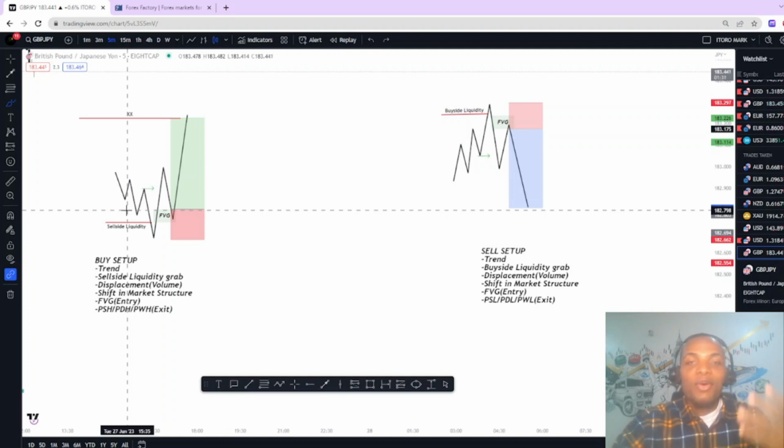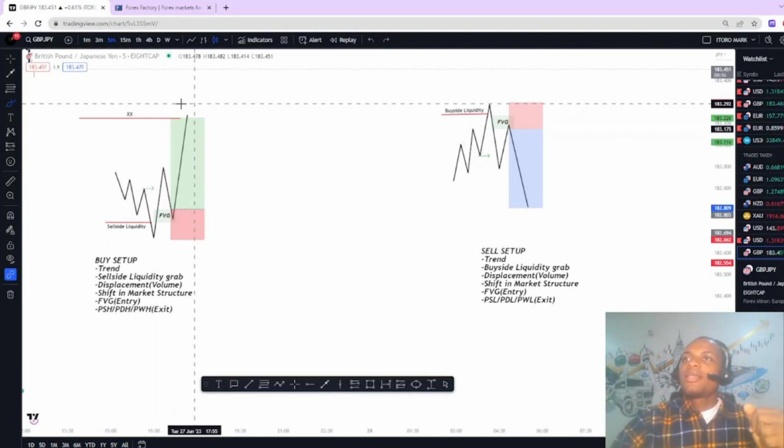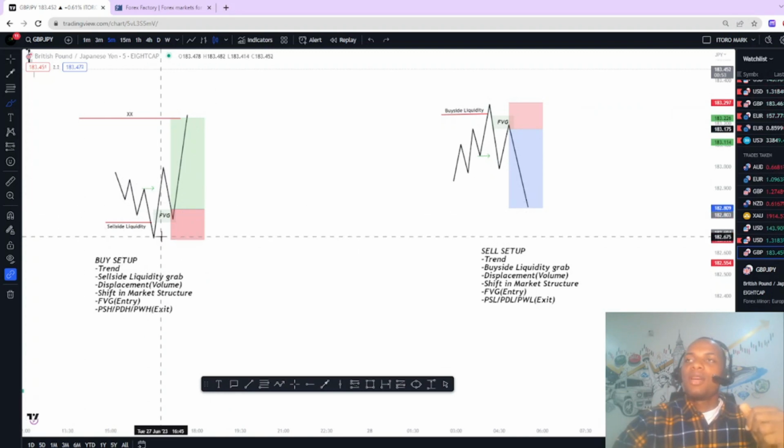You want to be taking your profit at previous session high, previous session low, previous day high, previous day low, previous week high, previous week low. That's where you always want to take profit. So if you took a trade setup using previous session low, you always want to take your profit at previous session high. If this setup forms after previous day low has been grabbed, you want to be taking your profit at previous day high, and vice versa. You get me? So this is the buy setup, as you can see here on the chart.